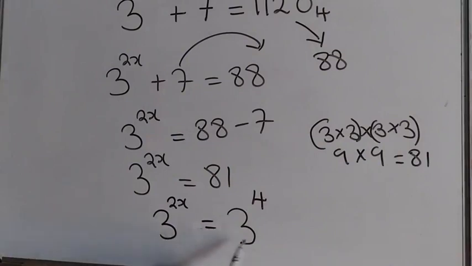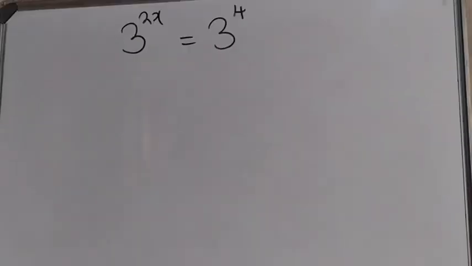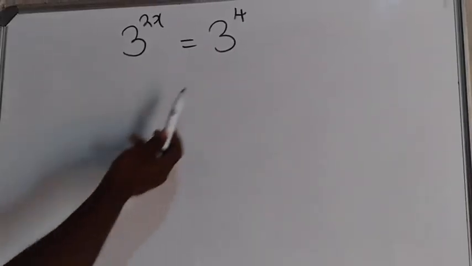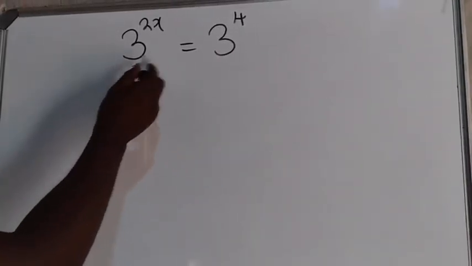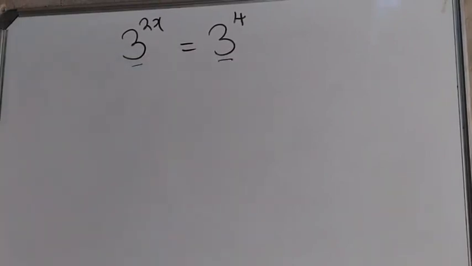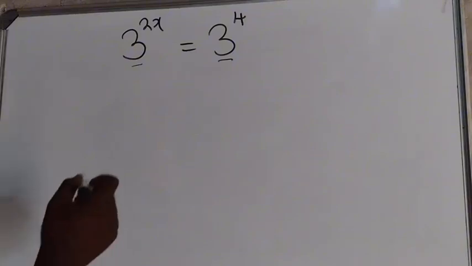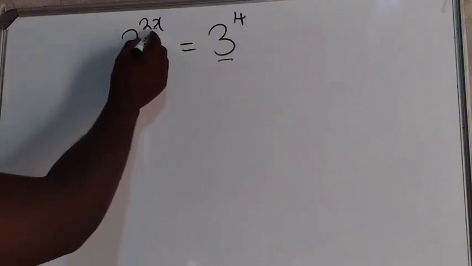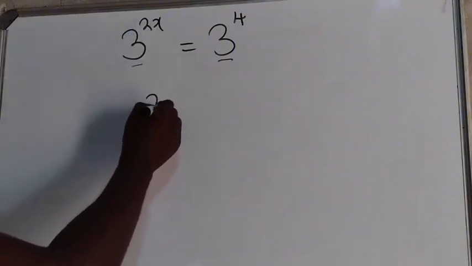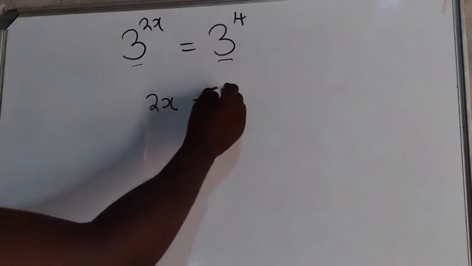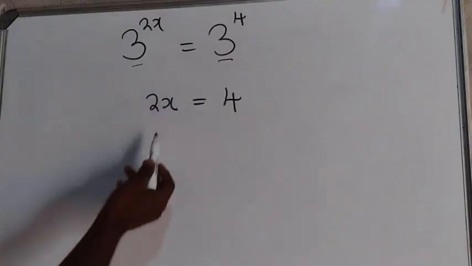So what's the purpose of doing this? We want to ensure that these bases are equal to each other. If the bases are equal to each other, even the powers are the same. We have said the bases are equal, they are the same, so even the powers are going to be equated. Here we have 2x, so you write 2x, which will be equal to 4.